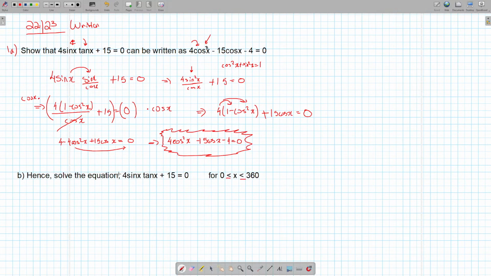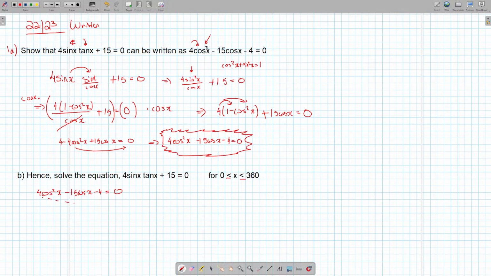Okay. Hence solve the equation 4 sine x tan x plus 15 equals 0. Now we figured out that this can be written as this, right? So we're actually just solving this, right? We're just solving this. So how can you solve? You can use the quadratic formula, you can use whatever.